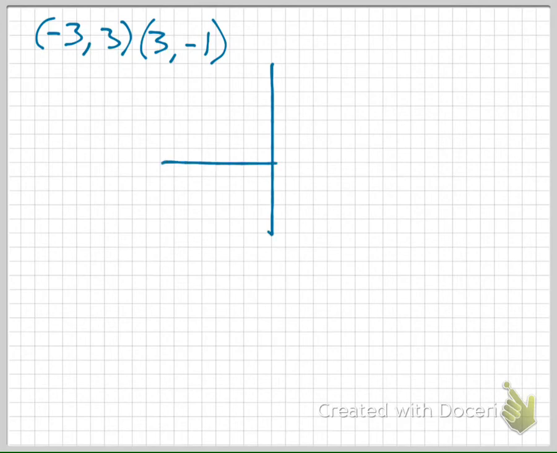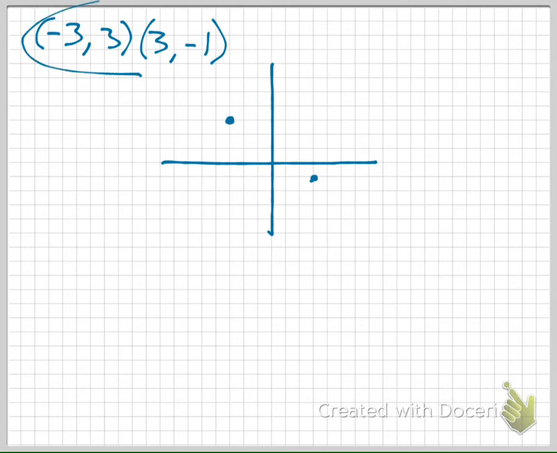All right, there's that. One point is (-3, 3), the other point is (3, -1). There's the 2 points. Now, one thing you could do is get a ruler out and hope that you are accurate enough to get it right. One thing you can do though is this.